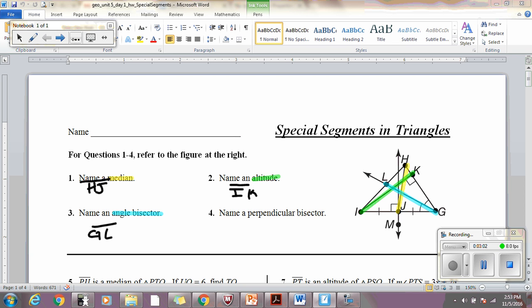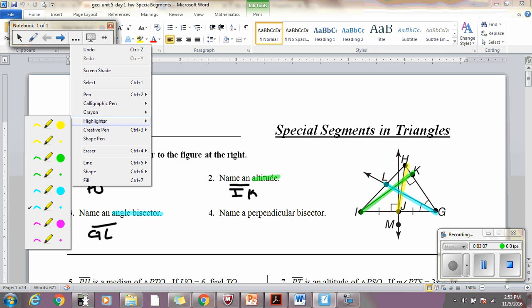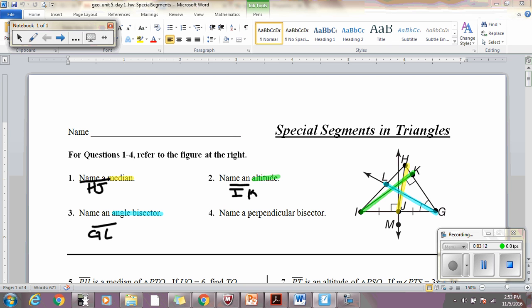And lastly, it would like for us to name a perpendicular bisector. A perpendicular bisector must bisect the side and be perpendicular with the side. So I need to see a right angle and a midpoint. Or, excuse me, a right angle at a midpoint. So we have already established that the only midpoint on the picture is point J. So the line that goes through point J straight up and down forming the 90 degrees is MJ.